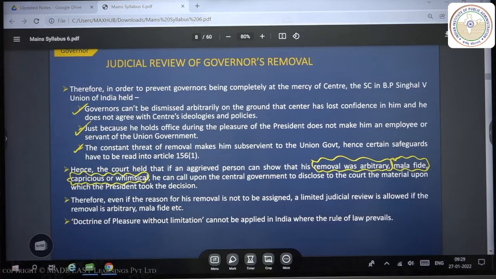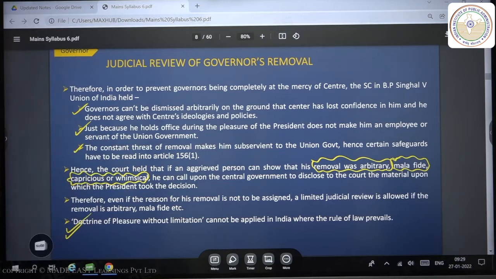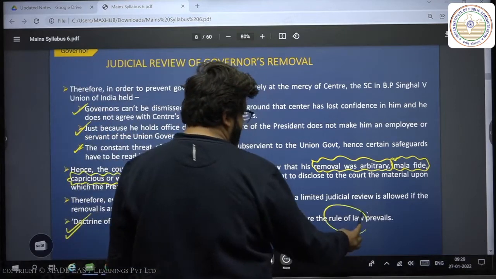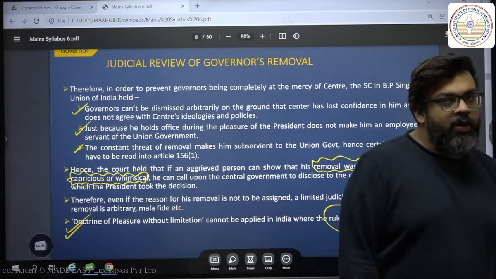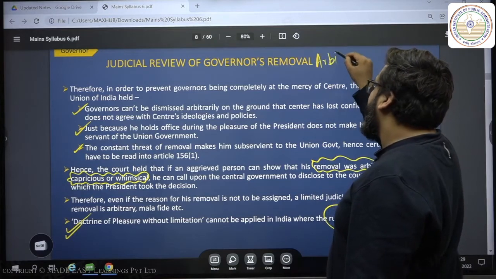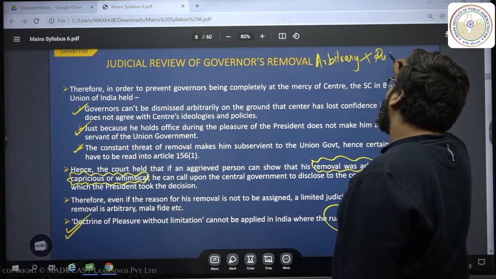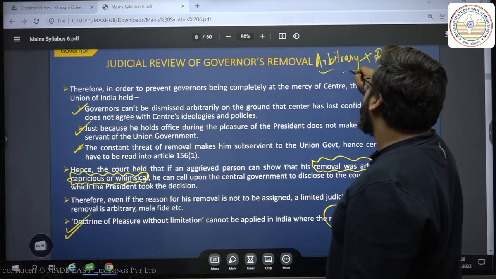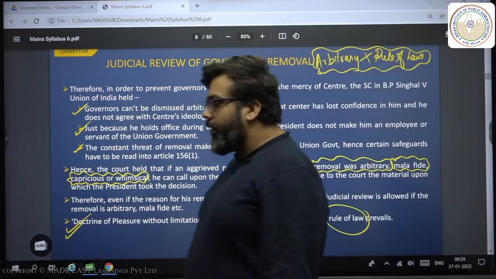And therefore, the concluding statement would be the doctrine of presidential pleasure without limitation cannot be applied in India where the rule of law prevails, because this is nothing but arbitrary action, and we all know that any arbitrary action is the very opposite of what is called rule of law.